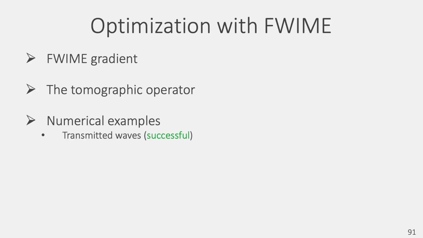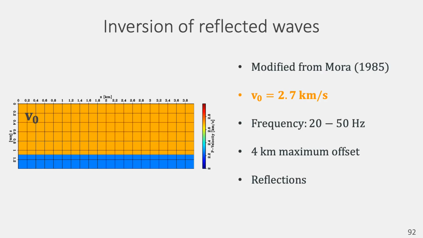Now that we have successfully inverted purely transmitted waves, we're going to test FWIME on reflection data. We use a similar model as the one proposed by Mora in 1985, and we consider a model composed of two horizontal layers with an interface at a depth of 1.1 kilometers. The velocity v0 of the top layer is set to 2.7 kilometers per second, and we generate an acoustic noise-free dataset with sources and receivers at the surface.